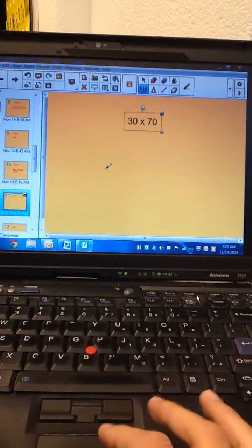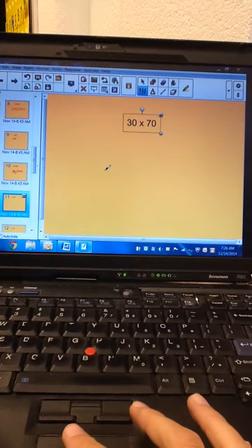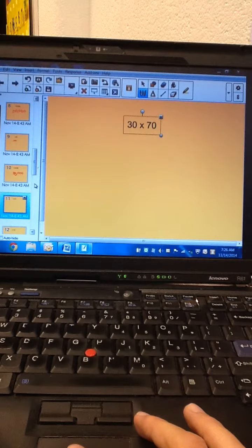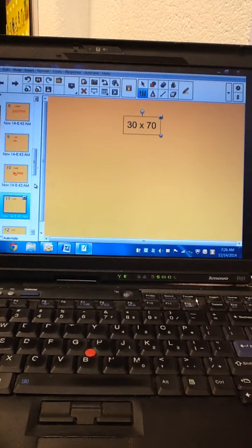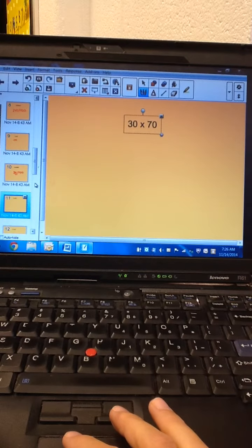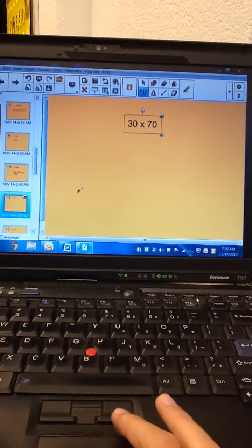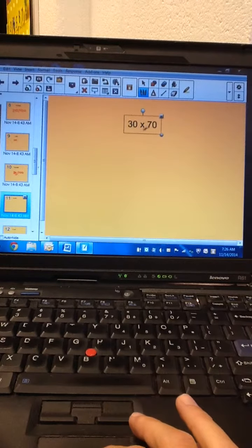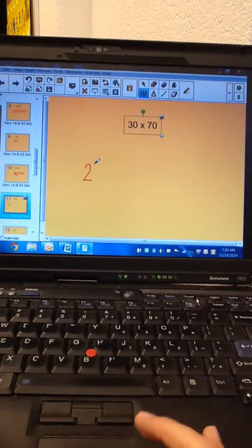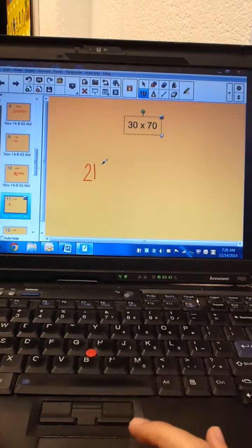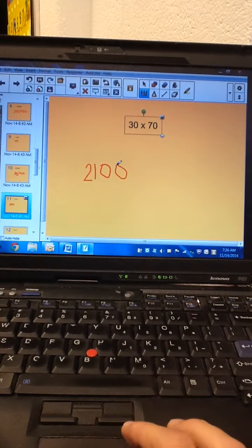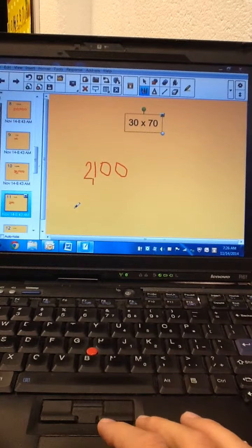Number 11. This one's a little different. 30 times 70. And this would be your number, I believe, 6. Hopefully you and your group decided that to solve this problem you need to take first 3 times 7. And 3 times 7 is 21. Then you have a 0 in the number 30. And you have 1 zero in the number 70. So you have to add both of those zeros. And your answer is 2,100.